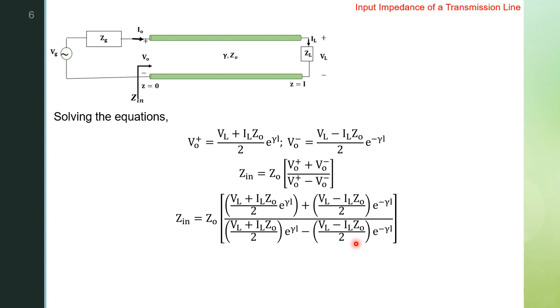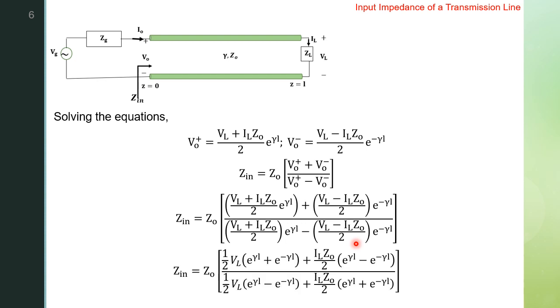Now what we are going to do is group the terms such that we take VL/2 outside. So inside it will come as e^(γL) plus e^(−γL). From the second term we'll take IL Z0/2 outside. So what is remaining is e^(γL) minus e^(−γL). Similarly, in the denominator also we can take VL/2 and IL/(2Z0) outside and keep the other terms inside. Then we'll go on simplifying this expression so that we can make it into an expression in terms of ZL, Z0, etc.